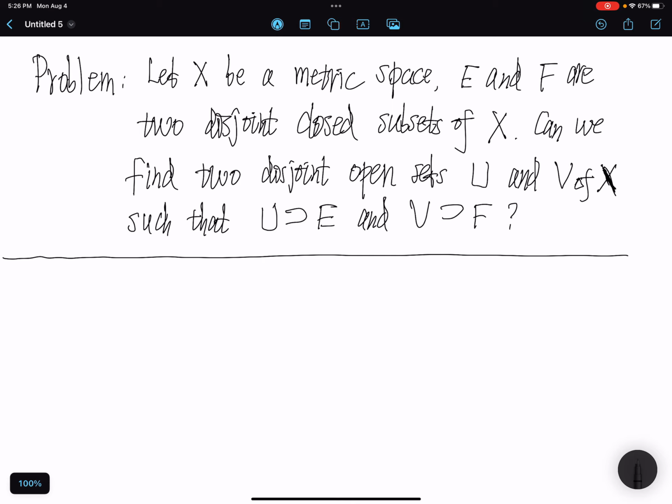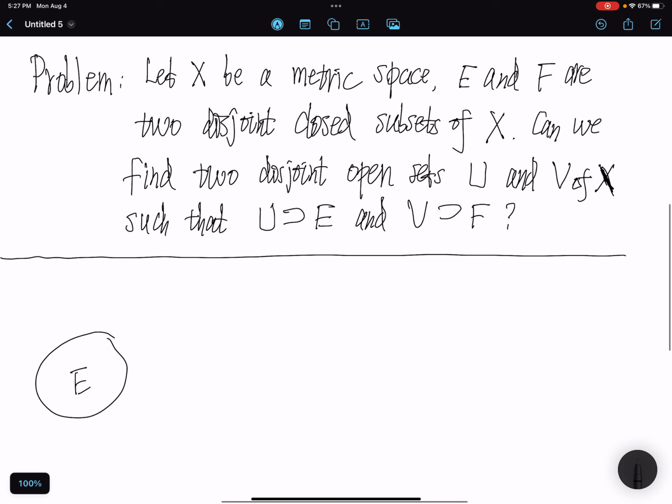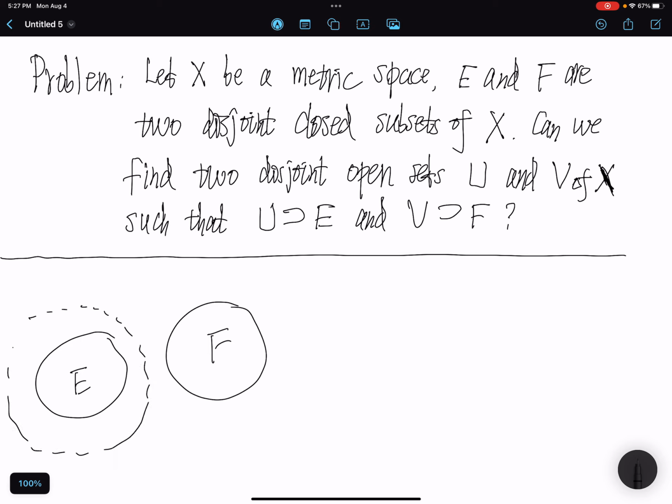Okay, let's work on this. The answer is yes. Here is why. First, we have the metric space. This is E and this is F. So from the graph, we want to find open set U and open set V disjoint.